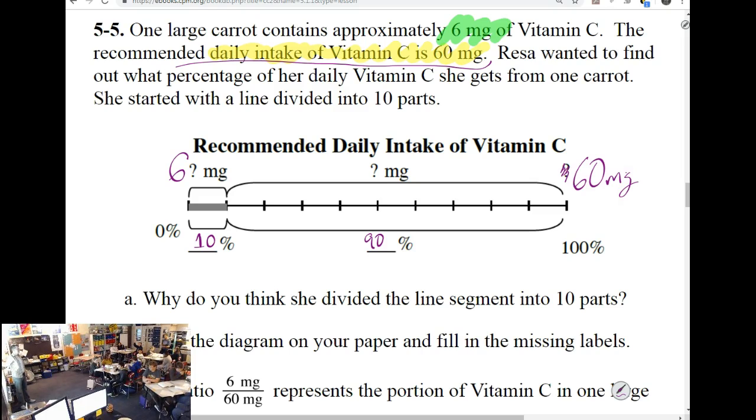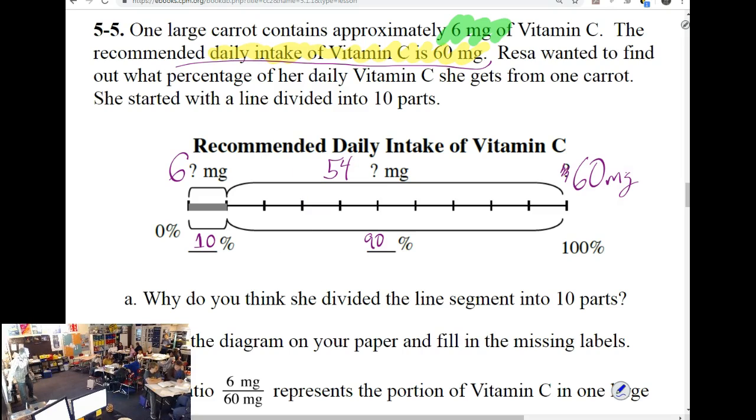How many milligrams more? Take a moment. Adrian, question or answer? Answer what goes here. Yeah, this would be 54. So 54 milligrams would be what percent? 90. I'm going to throw you some other questions. How many milligrams would be 30%? 18, right? If we think going right here, 6, 12, 18, that would be 30%, right?